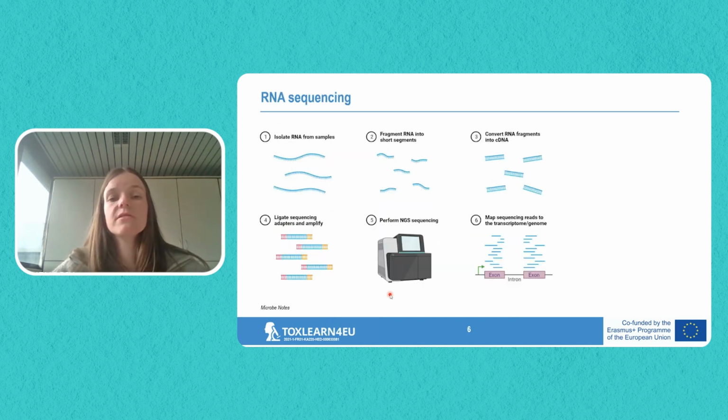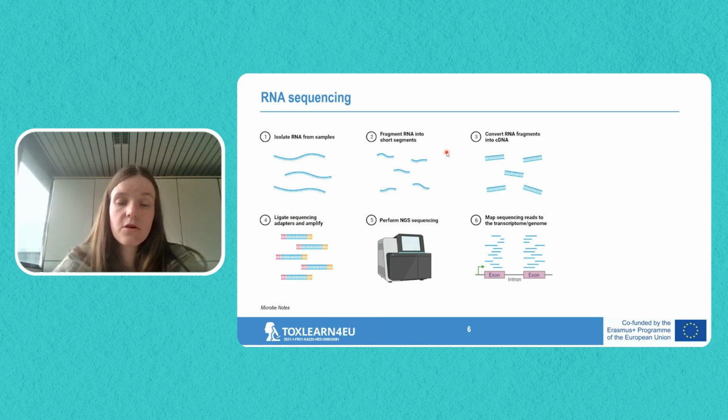Then another method where you can measure the expression of lots of genes simultaneously, and which is used more and more nowadays, is RNA sequencing. So in this scheme over here, you can see an overview of the principle and the different steps you would use during RNA sequencing. So what you will do, first of all, as for all the other methods as well, is isolate RNA from the samples.